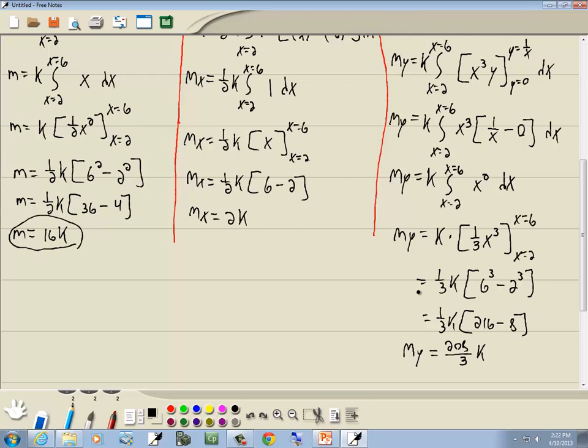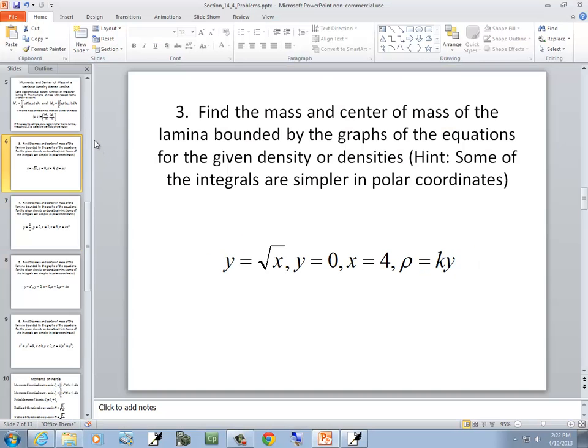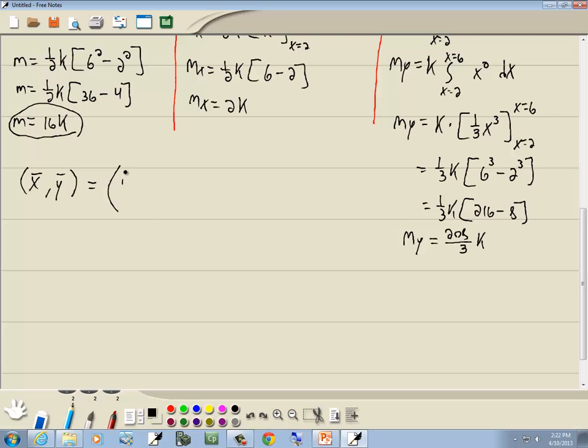Okay. Well, now we're ready to find our center of mass. X bar and y bar is going to equal, don't remember. Let's go look. Okay. Moment with respect to y over m, and then moment with respect to x over m. Moment with respect to y is 208 over 3 k over m, which was 16k, comma, moment with respect to x is 2k over mass, which is 16k.